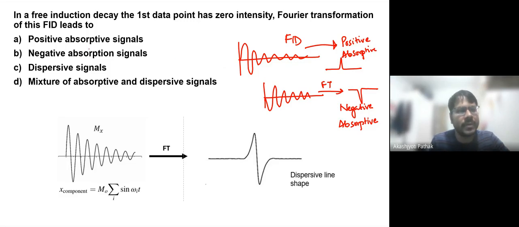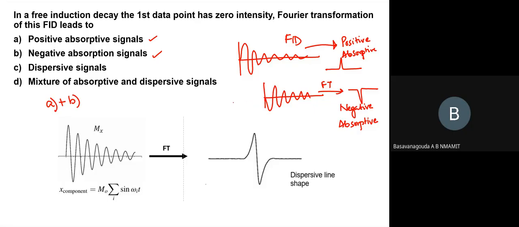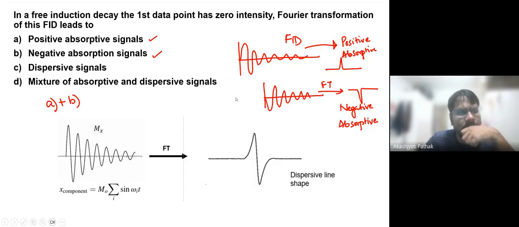It will always be an absorptive signal. So there is actually no option of negative absorptive signal. There is only one option which says positive absorptive signal, negative absorptive signal. Actually, the answer will be both A and B. Okay, you can either have the first data point has zero intensity. If your first data point has zero intensity, then what will happen? There may be an answer mixed of both absorptive and dispersive signals. No, actually, the answer is option C.